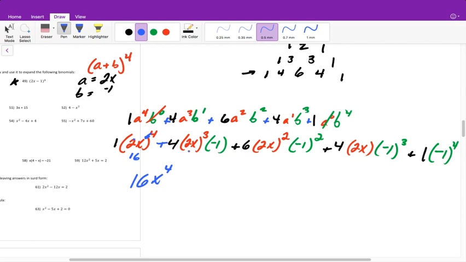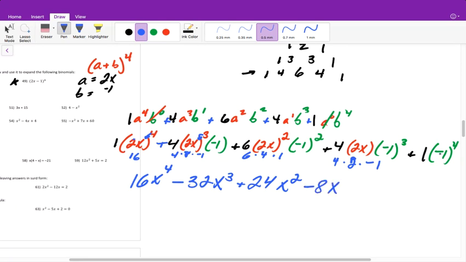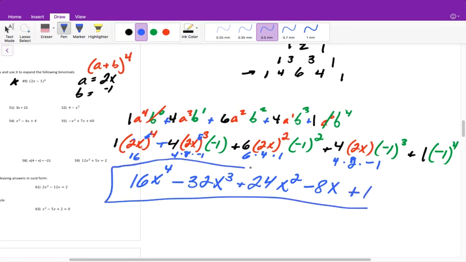Here, 2 raised to the 3rd power is 8, times 4 times negative 1, so this will give me minus 32, x cubed. X is being raised to the 3rd power. Here, it'll be 4 times 6. Negative 1 squared is positive 1, so plus 24 x squared. Here we will have 4 times 2 times negative 1 because it's raised to a negative or odd power, so it'll be negative 8x. And here, negative 1 to the 4th power is just plus 1. And that will be your final answer.